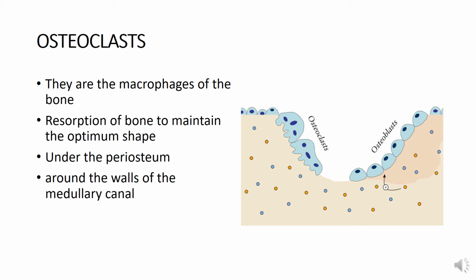Osteoclasts, their function is resorption of bone to maintain the optimum shape, and they are the macrophages of the bone, and they are present under the periosteum and around the walls of the medullary canal.